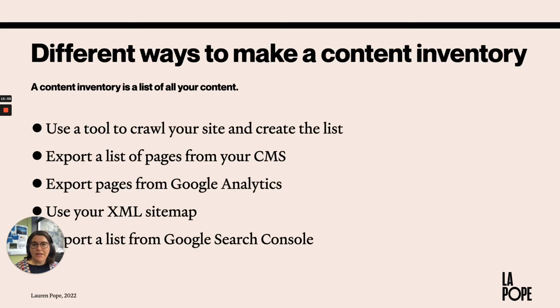Let's talk about content inventories for a moment. The inventory is different to the audit. The inventory is just a list of all your pages, and there are a few different ways that you can go about creating this. You can use a tool to crawl your site for you and create a list. You can export pages from your CMS if your CMS allows that. You can export pages from Google Analytics. You could use your XML sitemap, and you can also export a list from Google Search Console too.